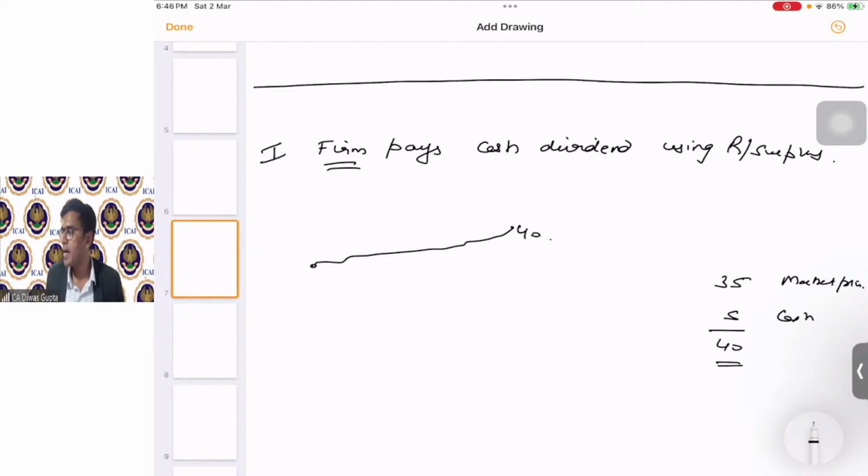Okay, Sanya is asking how MPS changes. What is the objective of irrelevance theory, Shweta?